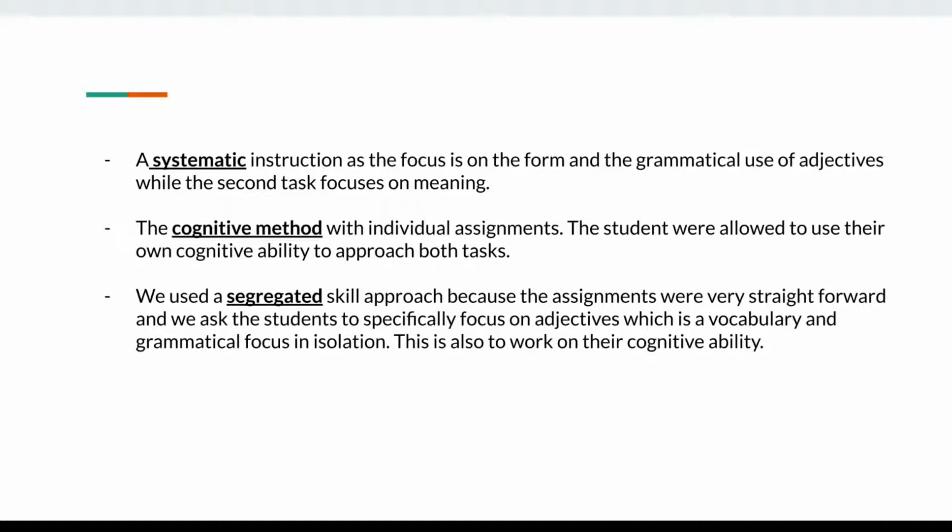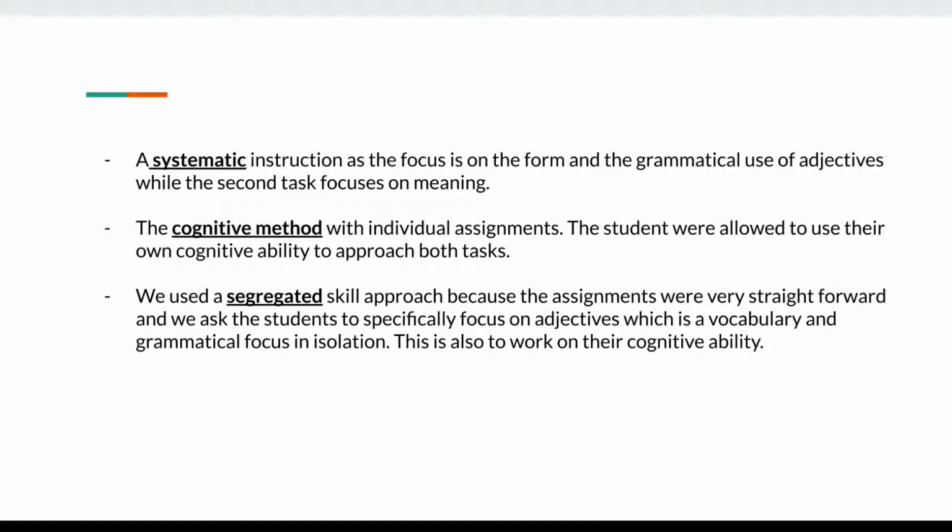Only the teacher will read the text, which makes it easier for the students to write freely, compared to if we were to use peer review, where the students can get anxious because of the exposure. We also used a segregated skill approach. This is used because the assignments were very straightforward and we asked the students to specifically focus and practice their knowledge of adjectives in isolation.